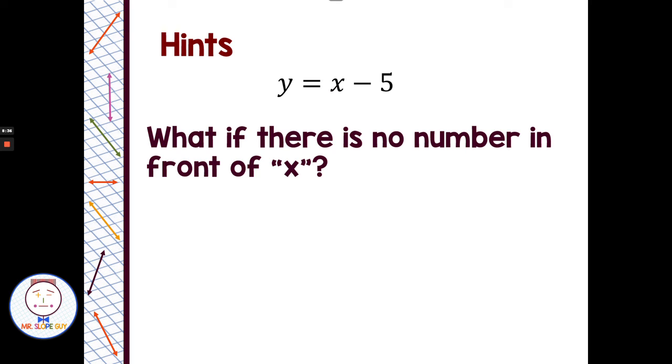What if there's no number in front of the x? Let's say I have y equals x minus 5. If there's no number in front of the x, that's the same as 1x. And 1x would be the fraction 1 over 1. So for graphing purposes, that would just be up 1, right 1, up 1, right 1, up 1, right 1.